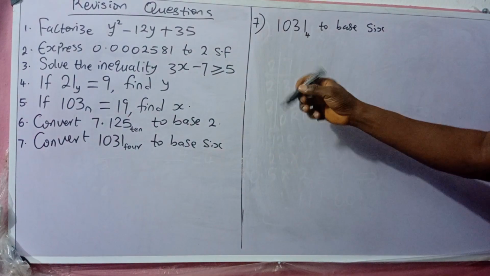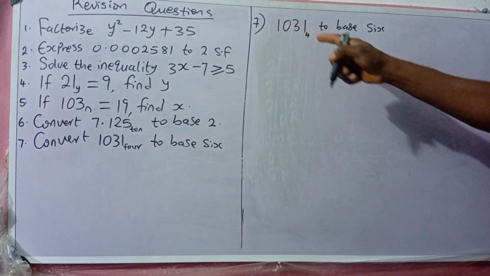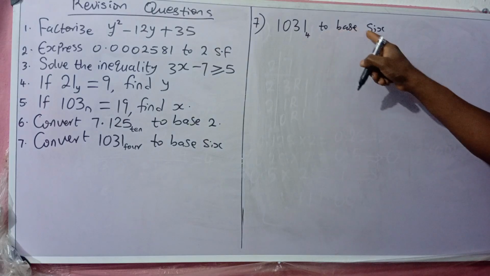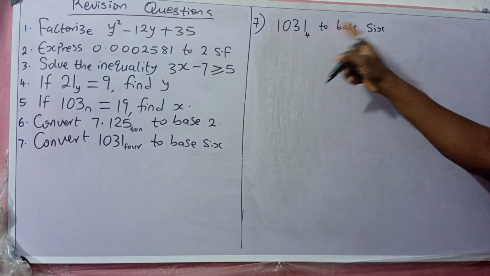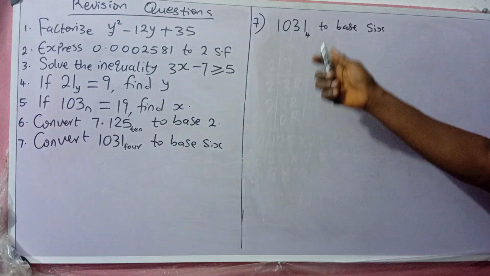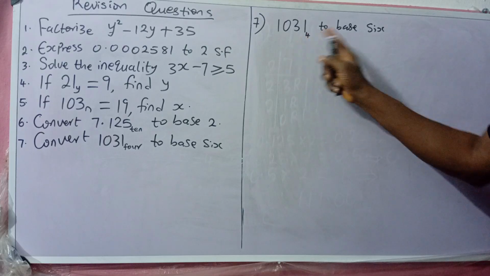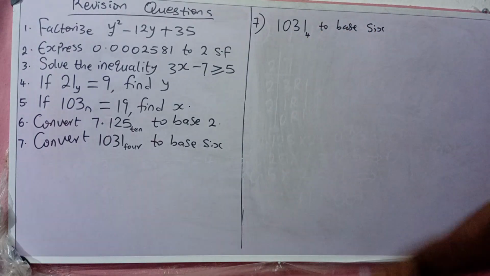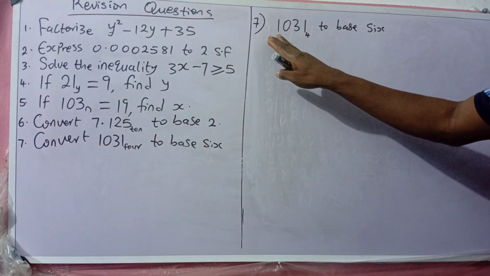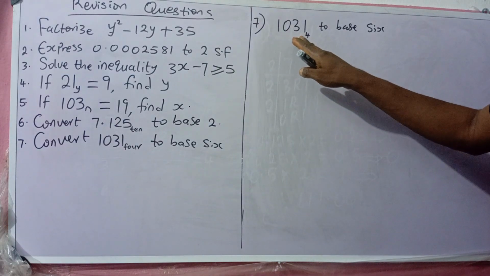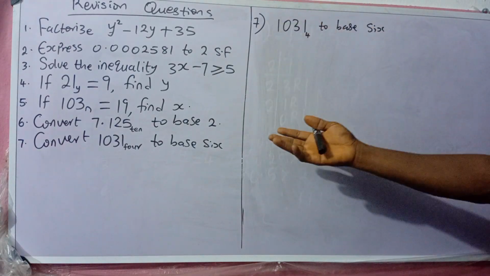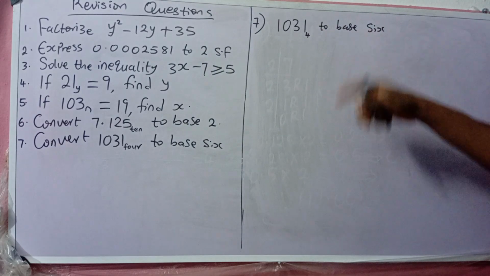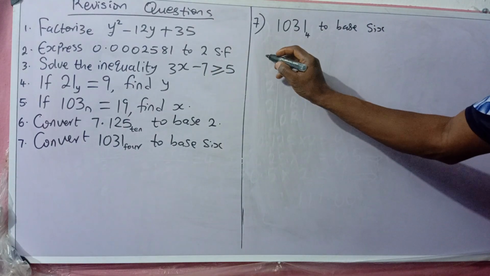Then for the last question, number 7, 1031 base 4 to base 6. We have to convert base 4 to base 6. There is no direct method of converting between base 4 and base 6, because the base that is central to all bases is base 10. So the first thing we do is convert base 4 to base 10, and thereafter we convert back to base 6. So let's convert this to base 10 first.